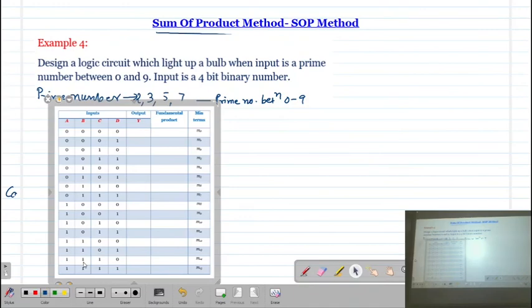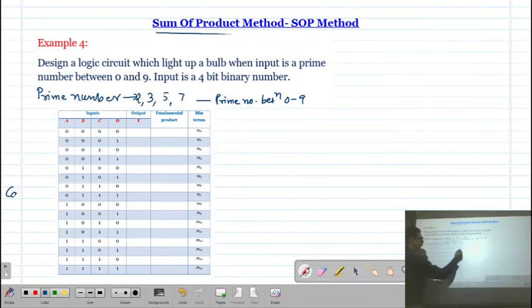Correct? Now, for which combinations does the output have to be high? For this number 2. So, where is my min term? This is M0, M1 and M2. Correct? So, for this combination, the output is going to be high. I will write 1. This is a prime number. 0010 is representing a 2. And that is a prime number, so the output is 1. Then, 0011. It is the prime number 3. So here also you want the output high.